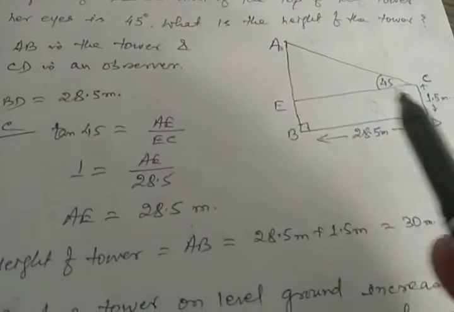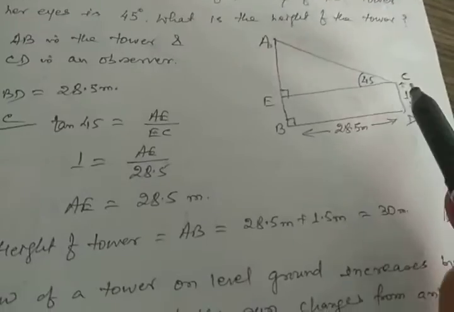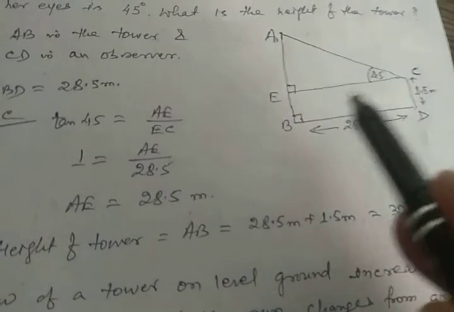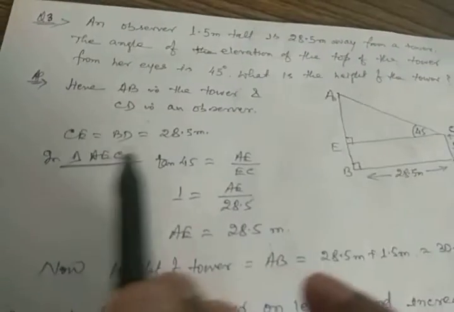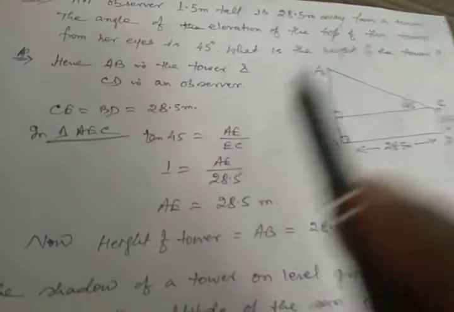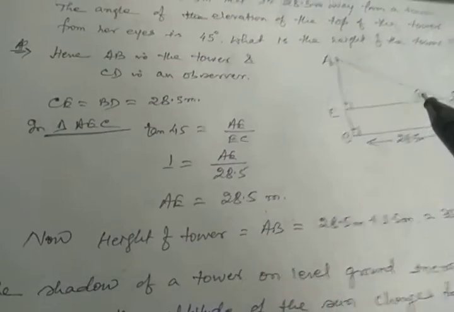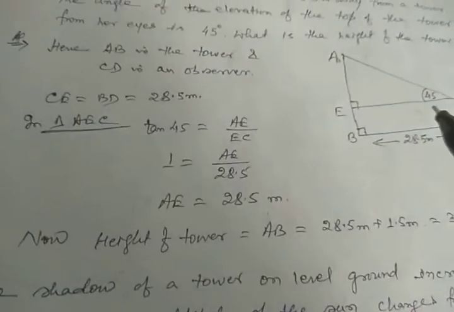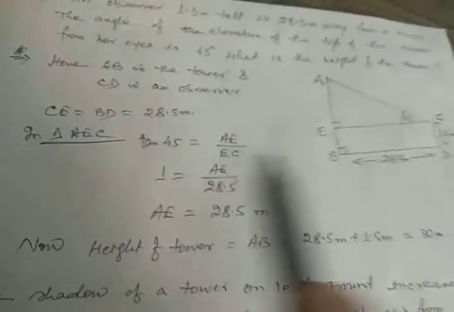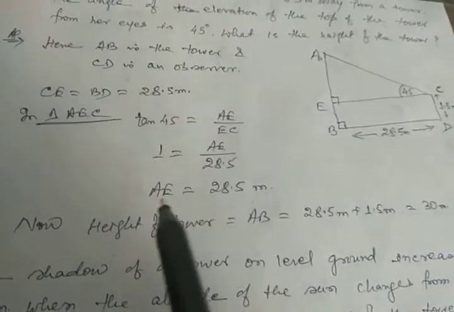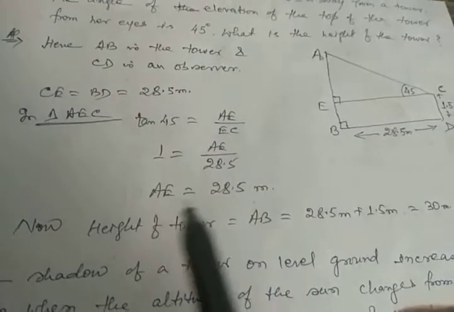Now if you draw a perpendicular here, this is also perpendicular to you. So in this way, it will form a rectangle, so that this will be 28.5, this one also. So we have mentioned EC is equal to BD, 28.5. Now for triangle AEC, always you have to take a right triangle. So tan 45 should be AE by EC, I mean AE by 28.5, so the value of AE is also 28.5 meter.